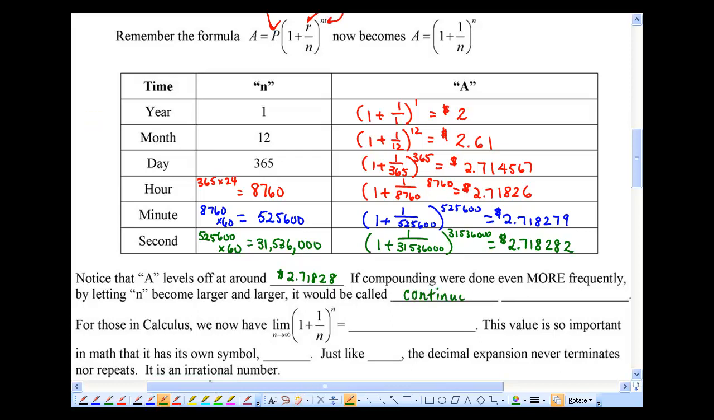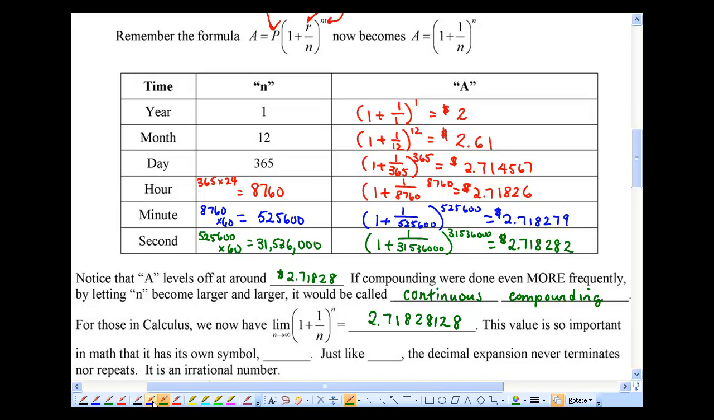Continuous compounding. Continuous is like happening all the time. Every millisecond, something's going on. And for those of us in calculus, you have seen this notation before, the limit as n approaches infinity of the function 1 plus 1 over n, all raised to the power n. And this lovely expression just equals this number, 2.71828128.